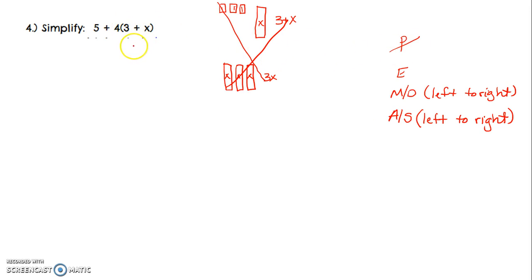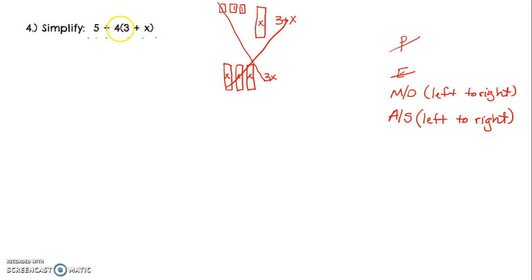Bye-bye, parentheses. Then we move on to exponents. With exponents, I look, are there any exponents? Okay, there's no exponents. Moving on to multiplication or division, left to right. So I really have to look, is there any multiplication or division left to right?